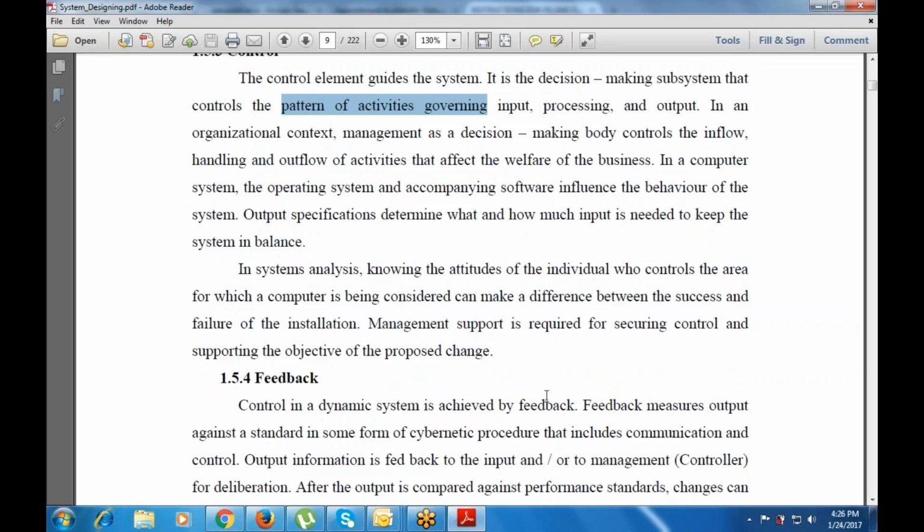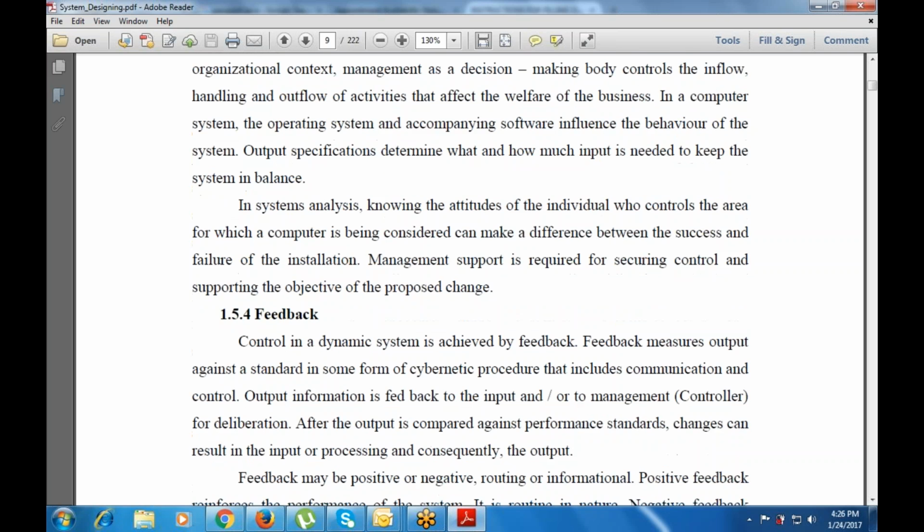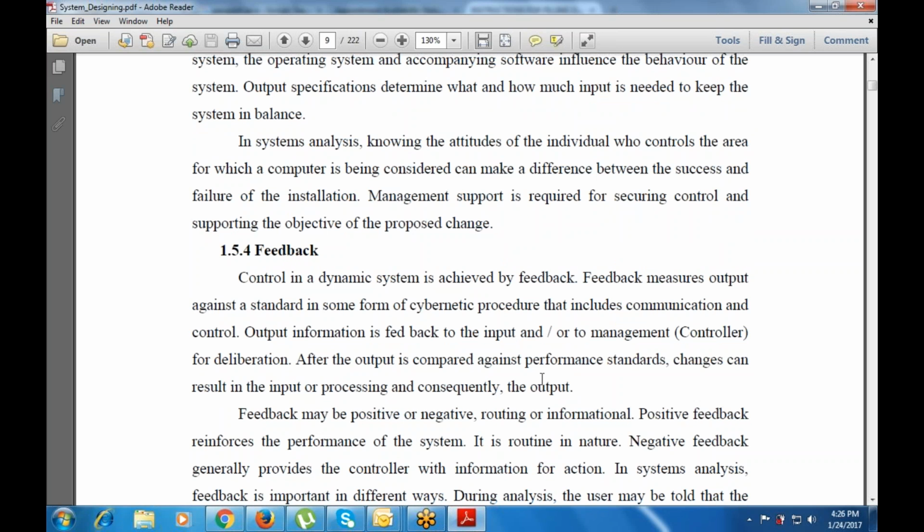The next is feedback. Control in a dynamic system is achieved by feedback, which measures the output against a standard in some form of cybernetic procedure that includes communication and control. Whenever the output information is fed back to the input or to the management, that is the controller. After the output is compared against the performance standards, changes can result in the input or processing, and consequently the output.